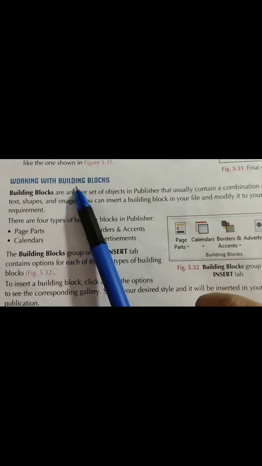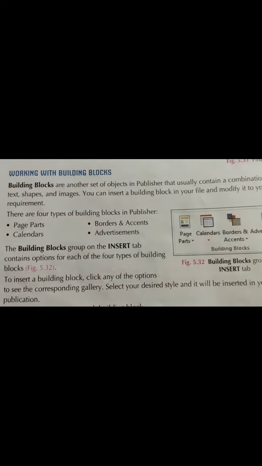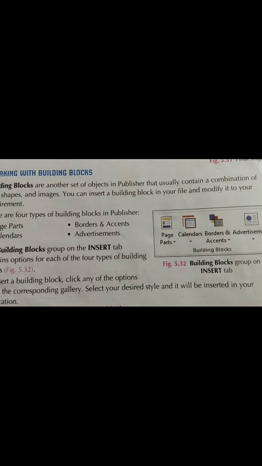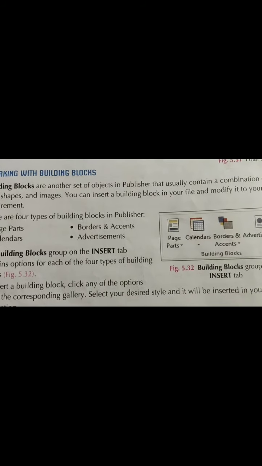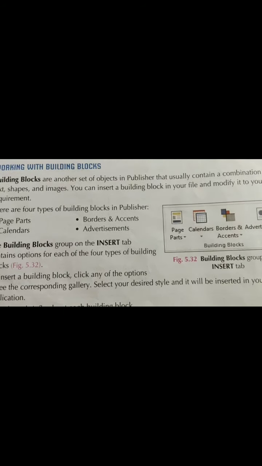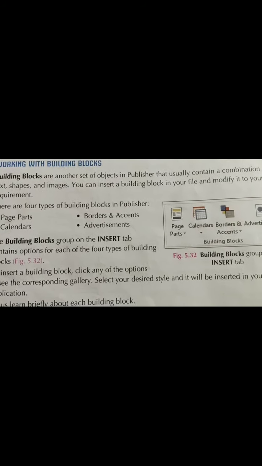Next one comes working with building blocks. Block means what? It is an object which contains text, shapes or images. These three things you can add when you create a document, when you design the document in Publisher.